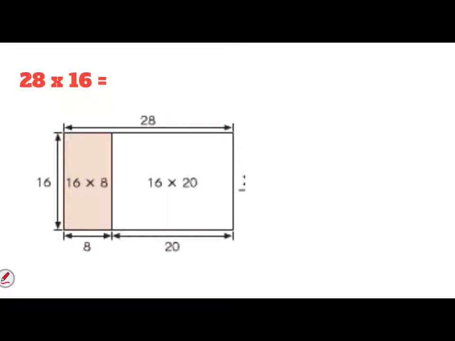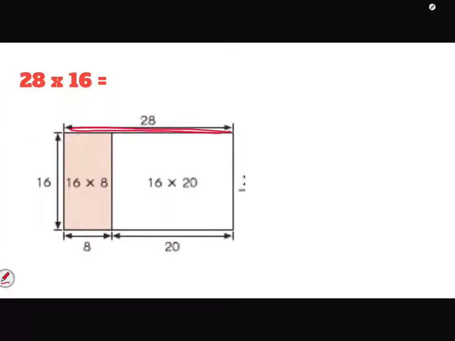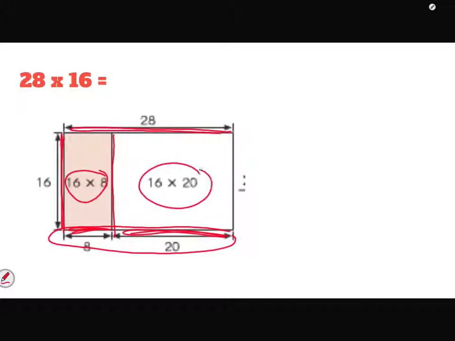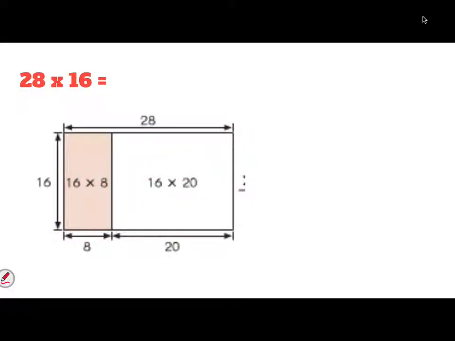Here's a much more obviously organized one. They broke this up a little bit differently. They have this whole thing up here is 28. This whole thing is 16. And then do you see how they split it right here? They made this the 8, and they made this the 20. But as you know, 20 plus 8 is 28, which is the whole thing. They did 16 times 8 in here and 16 times 20 in here, and they would have gotten the same answer. We're going to try another one.